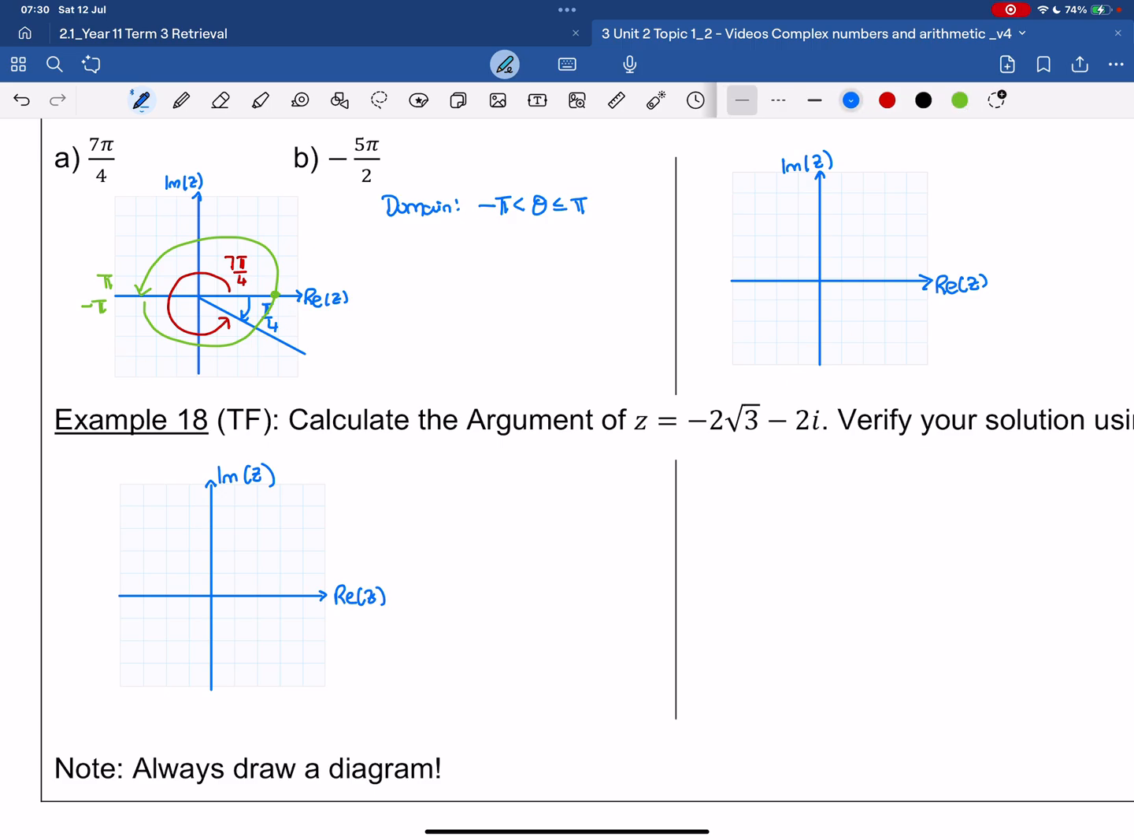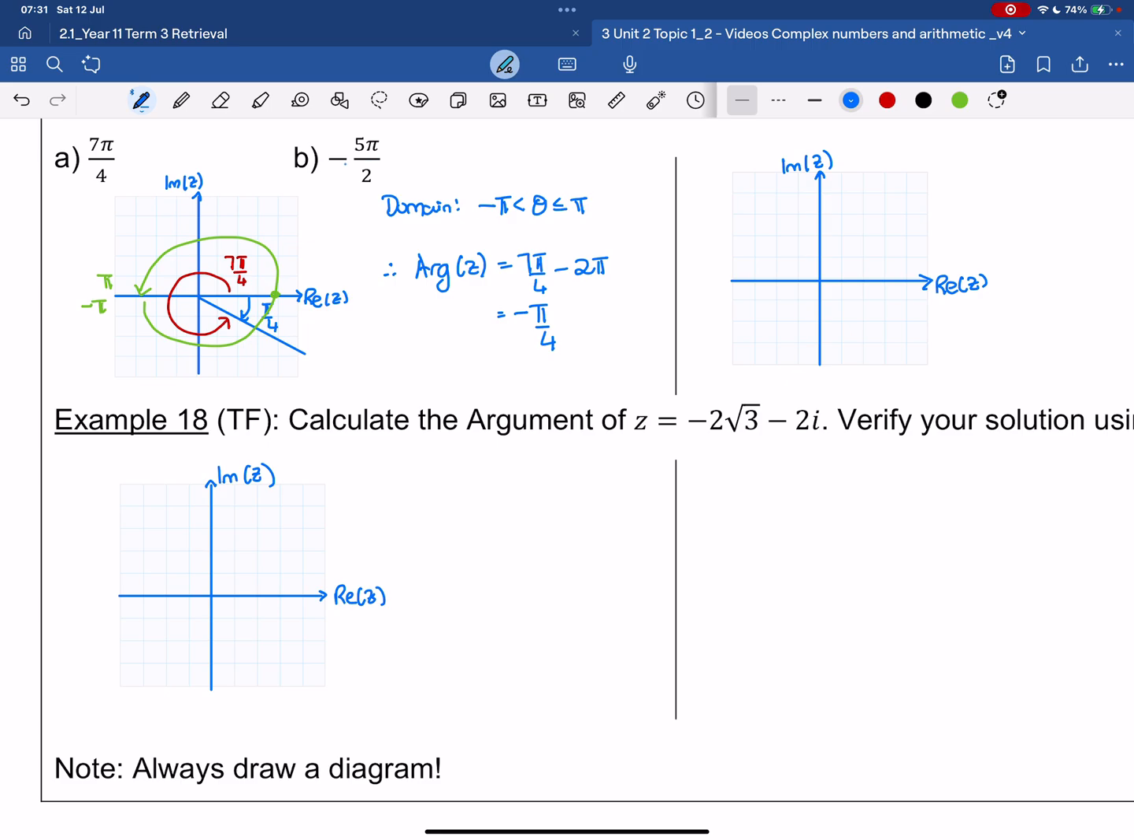So if I have a look over there, you could either go from 0 and go negative, or you can say, well, 7 pi on 4, if I minus 2 pi from it, I'll get my negative angle. So my argument of z is going to be 7 pi on 4 minus my 2 pi, which is going to be negative pi on 4. And hopefully that's quite obvious from the diagram.